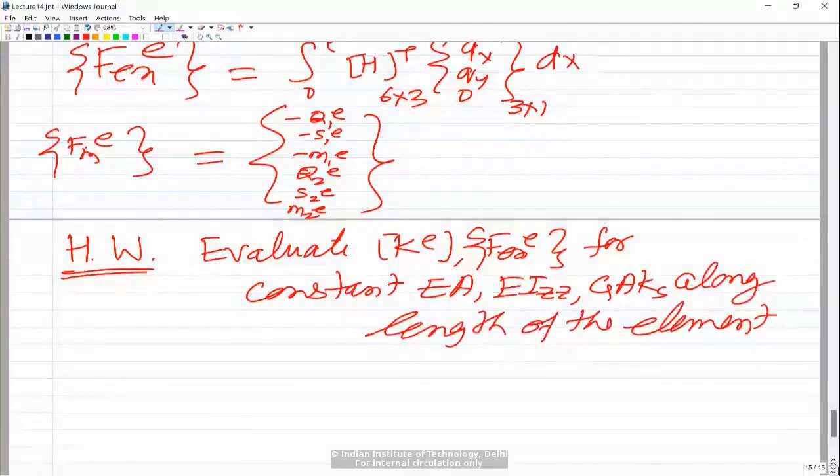The shape functions are already defined. dN1 by dx would be minus 1 upon L, dN2 by dx will be 1 upon L, and N1, N2 are defined. So you should try developing finally what is the form of K and F external. And once you have this, then you should be able to solve problems. So I will not be discussing problems on this. I expect that you should be able to solve problems given this element, and the stiffness matrix and load vector are given. So I want to stop here.